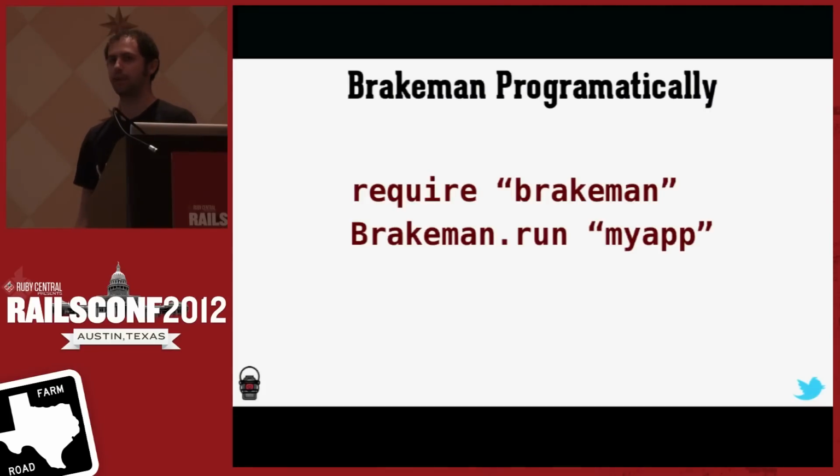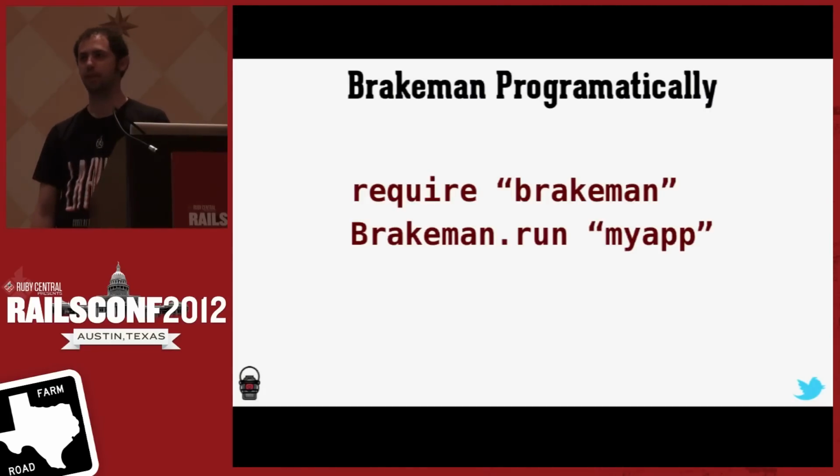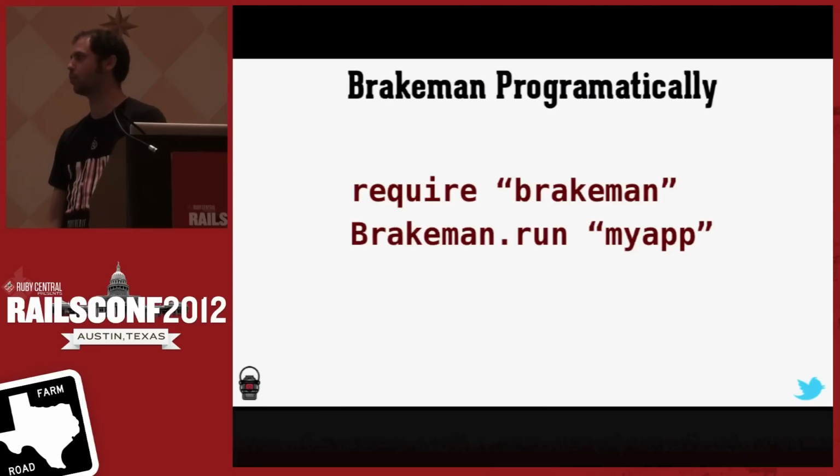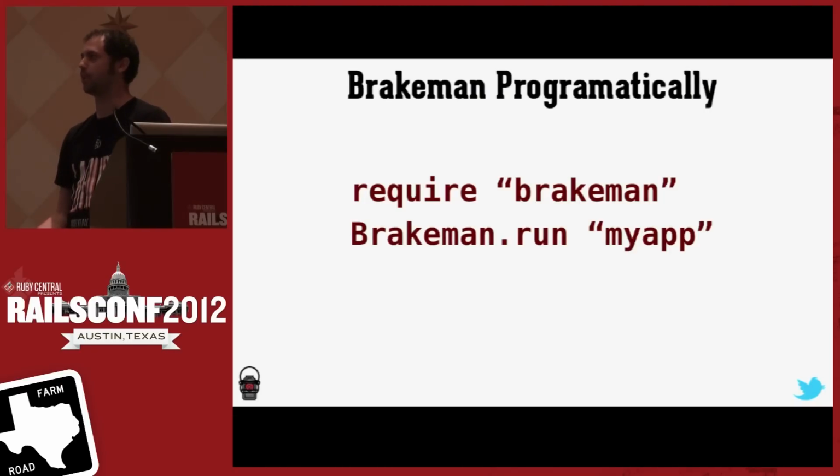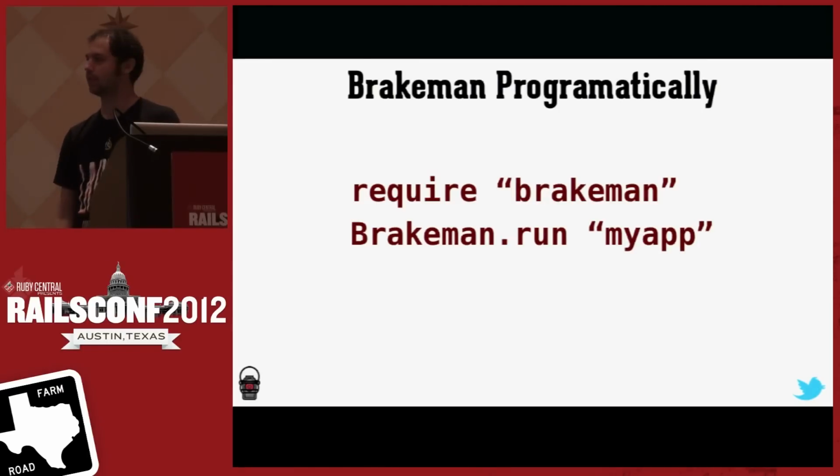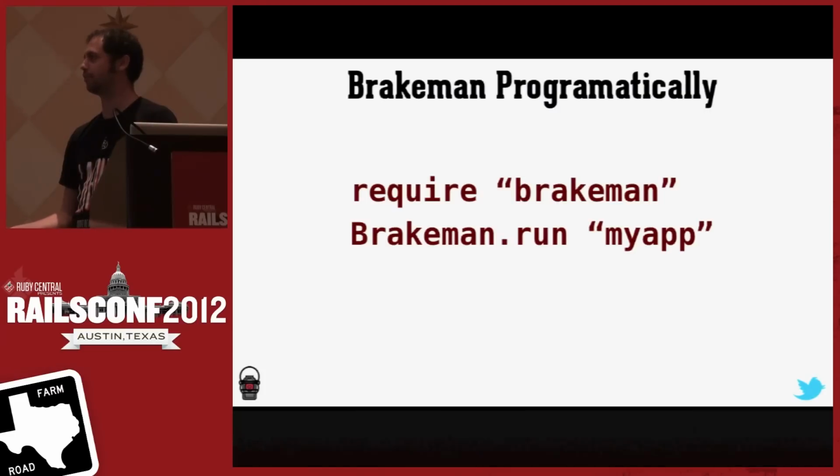If you have some other kind of continuous integration server or want to set it up in some way, you can just run Brakeman like this. This is like the absolute simplest code, but you won't actually see anything from this.